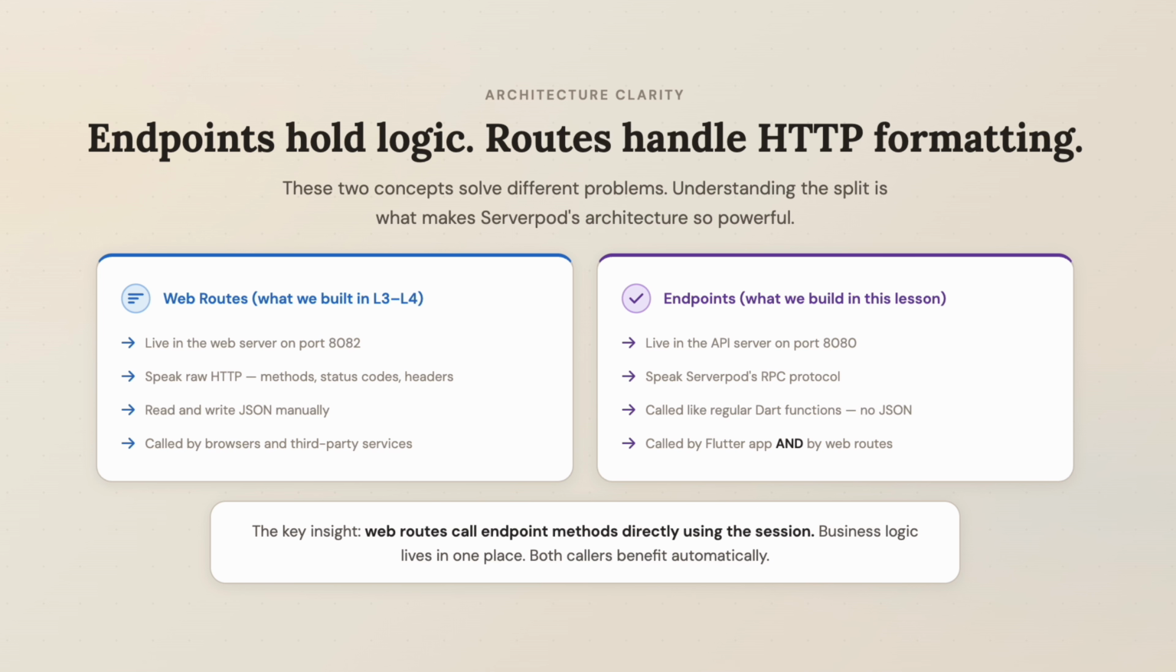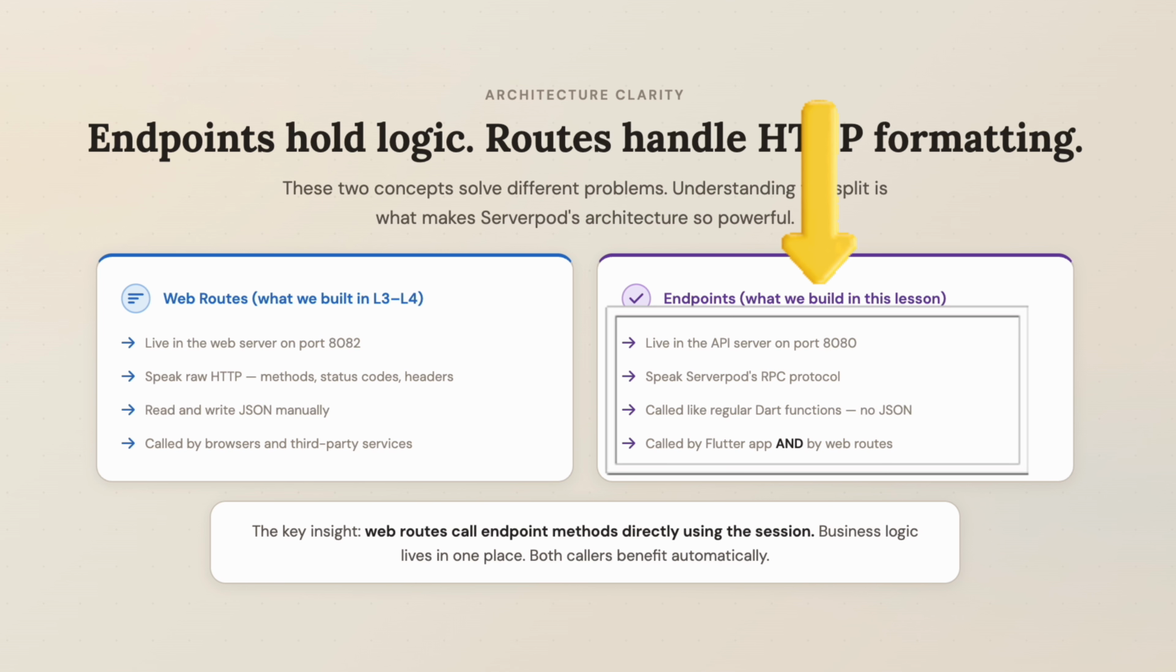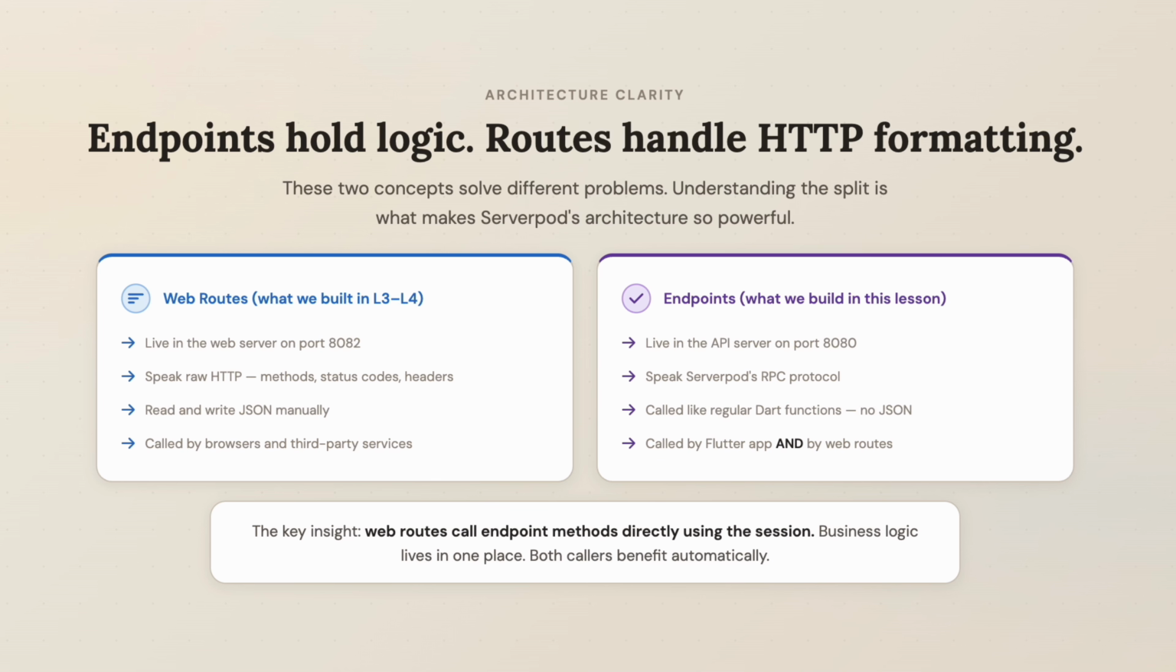Then a server endpoint, the kind we write in this lesson, is a Dart method that gets exposed over Serverpod's own RPC protocol. RPC means remote procedure call. Your Flutter app calls it, using the Flutter package that already exists in the Serverpod project, with the auto-generated client, as if it were a regular Dart function call. That's basically what RPC means. So no JSON encoding or decoding, no HTTP verbs or URL construction. It's just calling the client package dot the method, the model that you designed dot the method inside that model.